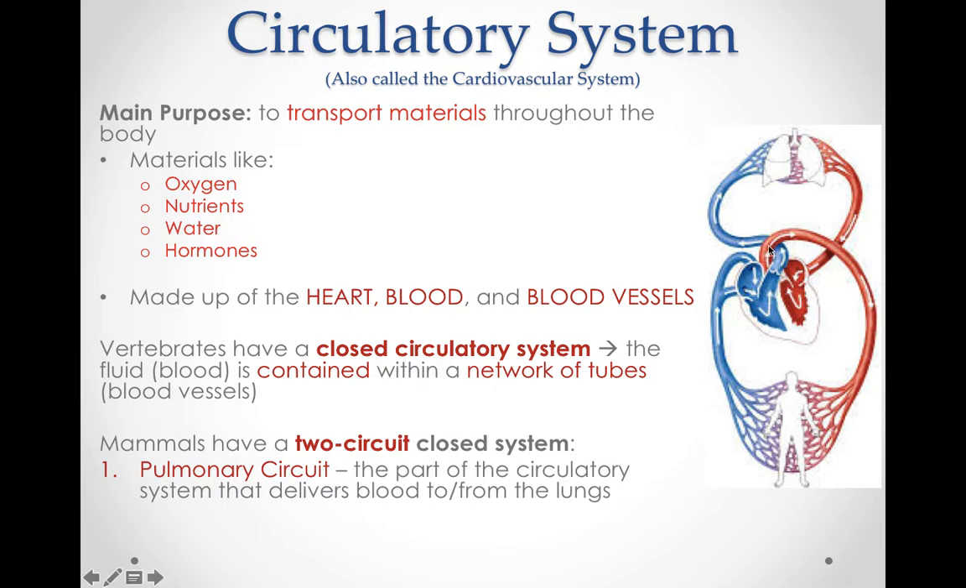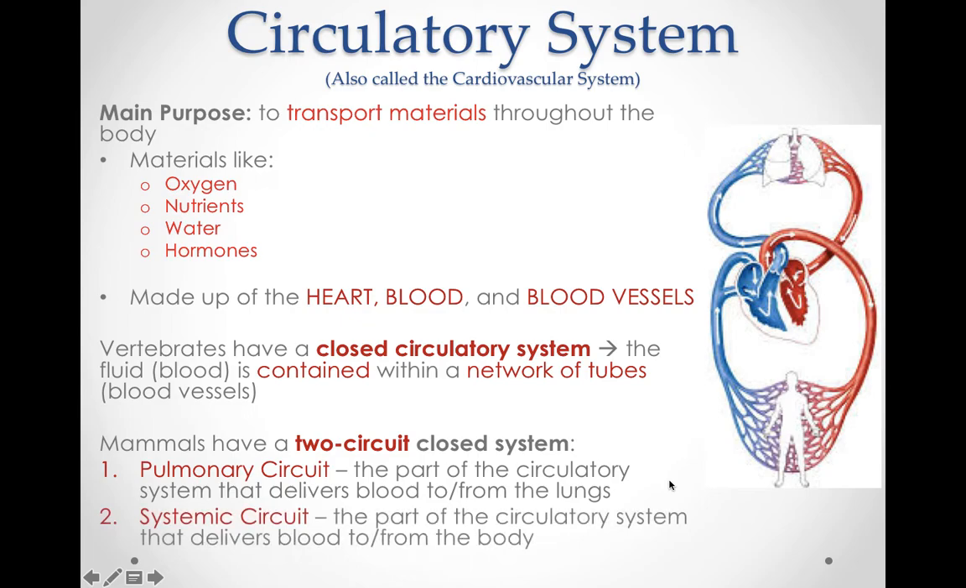So if we look at our diagram here, this loop where we're going to and from the lungs, that is our pulmonary circuit. And anytime you see the word pulmonary, that means something to do with the lungs. The second circuit is called the systemic circuit. That's the part of the circulatory system that delivers blood to and from the body. So that is going to be this lower loop here. We're going to and from the body.